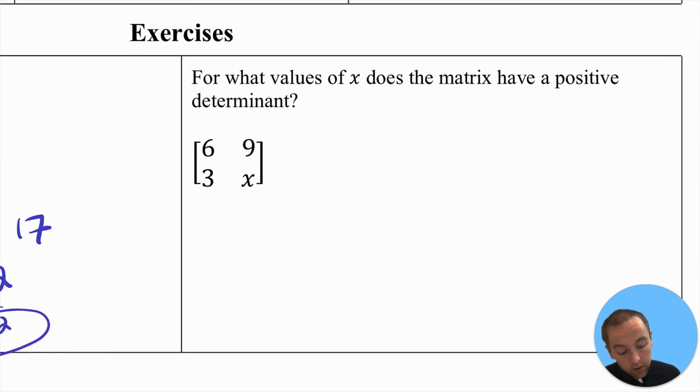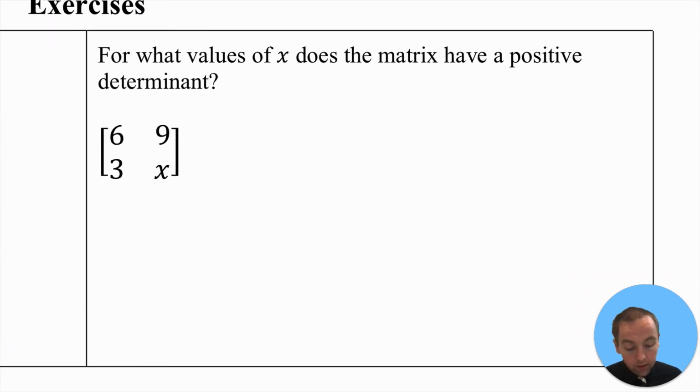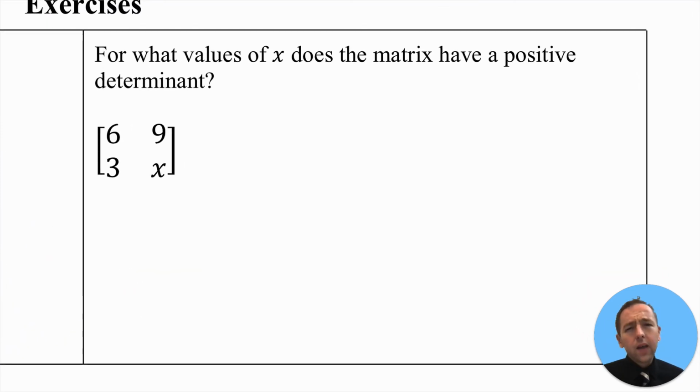And then one more problem involving determinants here. It says, for what values of x does the matrix have a positive determinant? So we can see that x is an unknown value in the second row, second column of that matrix. We want to know what values x could be so that the determinant is some positive number. If you think about what it means for something to be positive, it means it's not negative, nor is it 0. So it needs to be higher than 0, the determinant of it, of course.